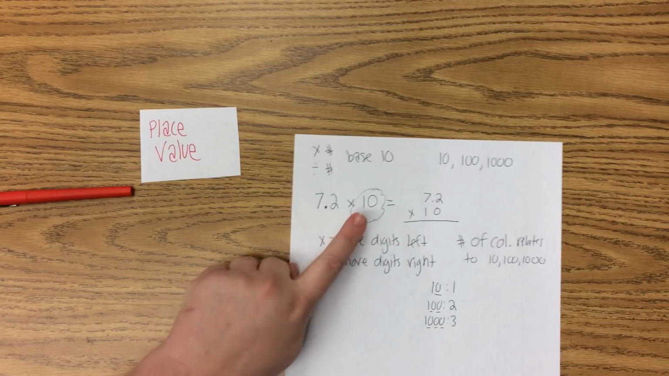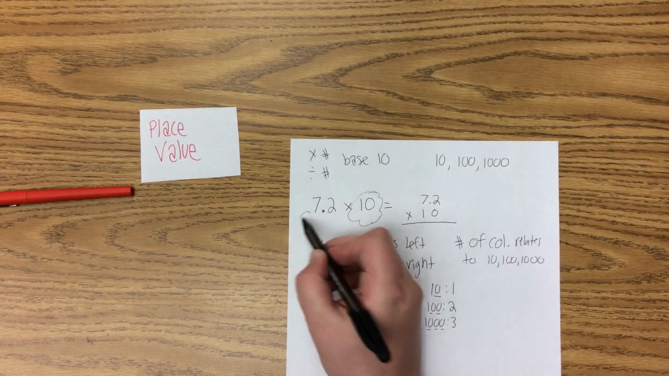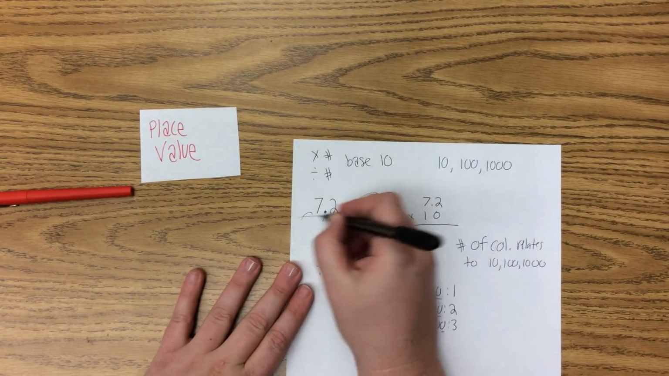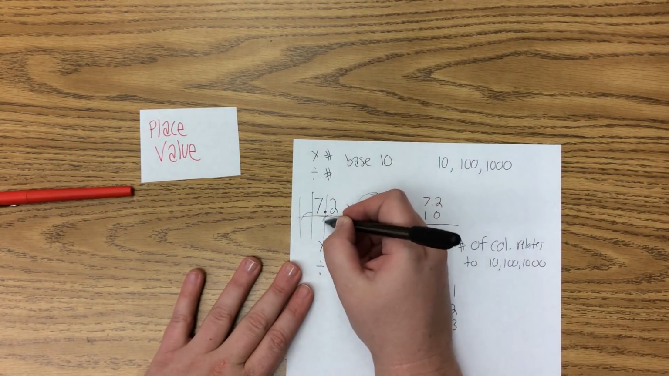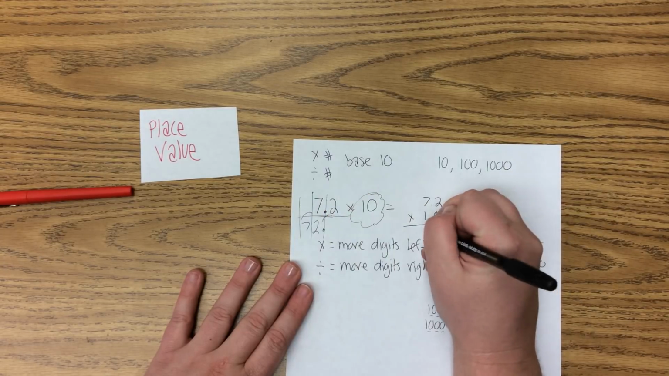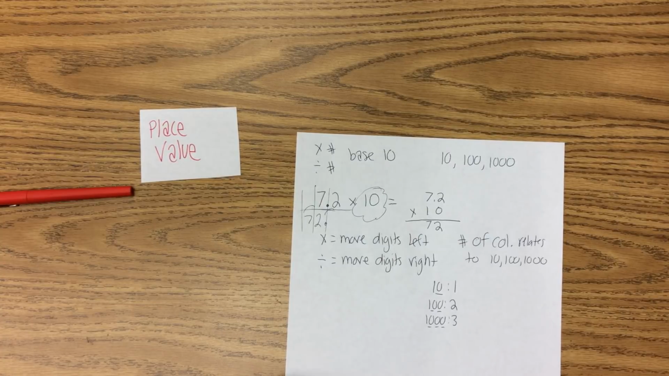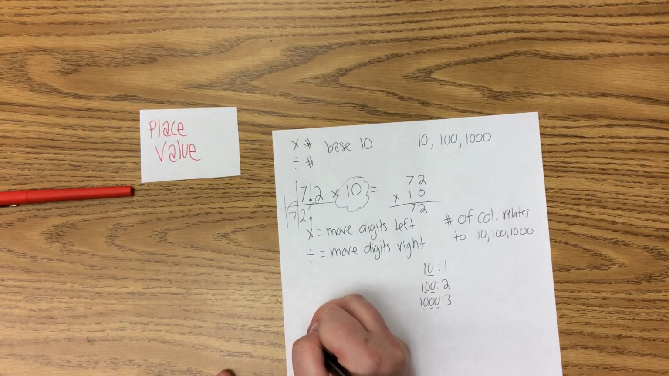So 7.2 times 10, I'm going to move each of these numbers one space to the left, and I can visualize that place value chart in my head. Your other option is to actually draw it out. So it is 72.